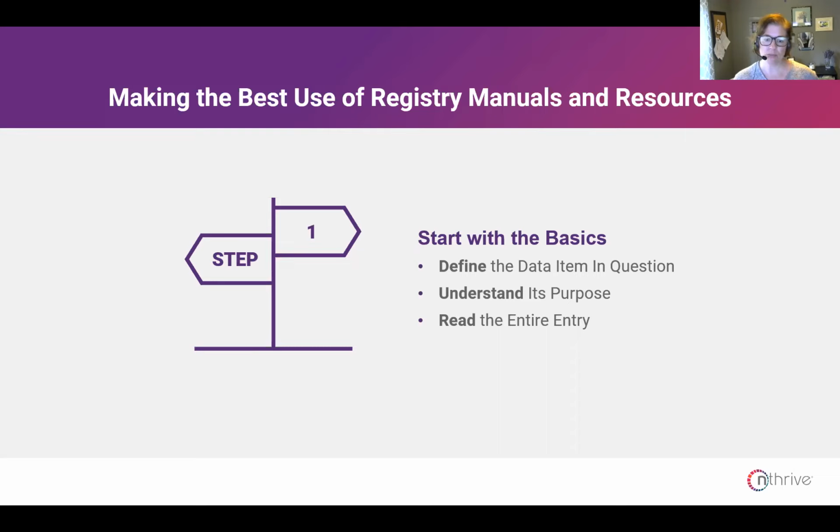See, we may tend to read only part of a rule or instruction because time is often limited and we're under a productivity quota. However, not reading the entire set of instructions can cause misinterpretations. So take a deep breath, give yourself time outside of the abstracting process to fully learn and comprehend key data items. Follow these steps. Define the data item, understand the purpose behind collecting that data item, and read the entire instruction from beginning to end.